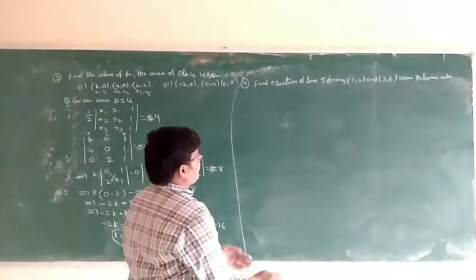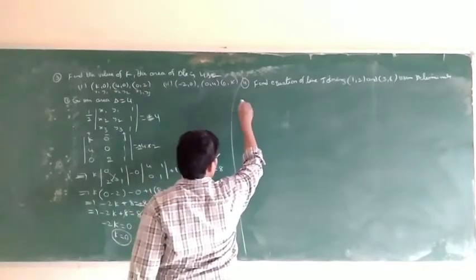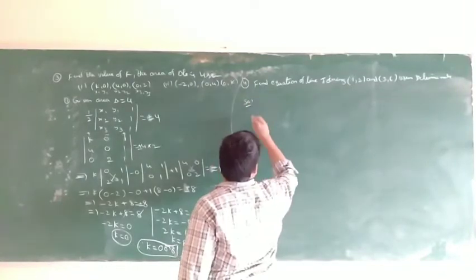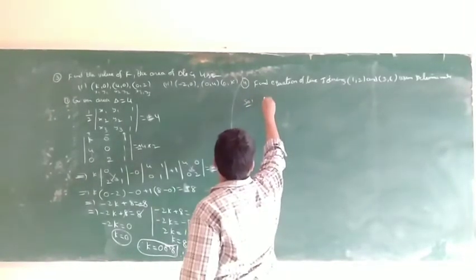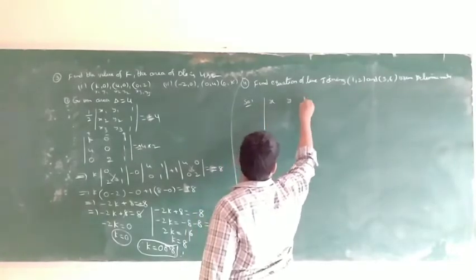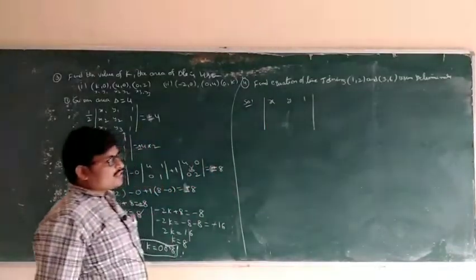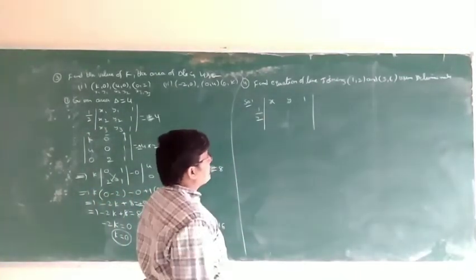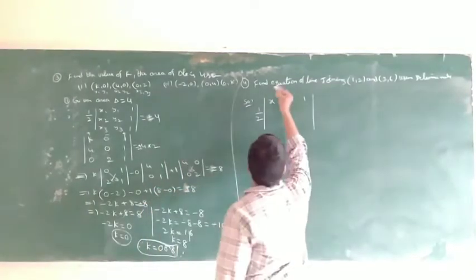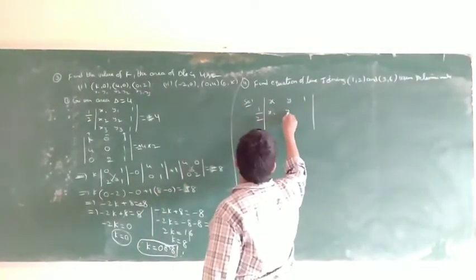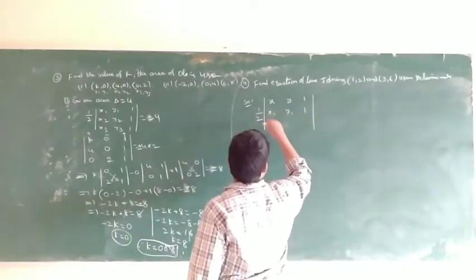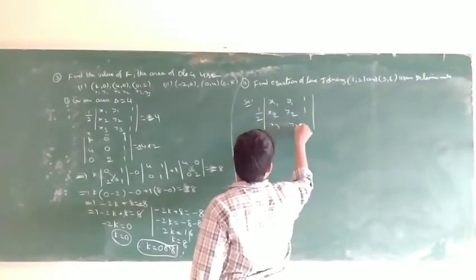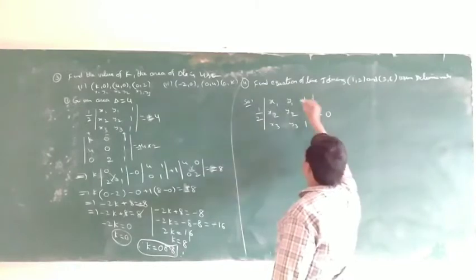So find the equation of the line. Equation means what? Solution: the equation is nothing but the determinant |x y 1; x1 y1 1; x2 y2 1| equal to 0, with the third point being x, y.